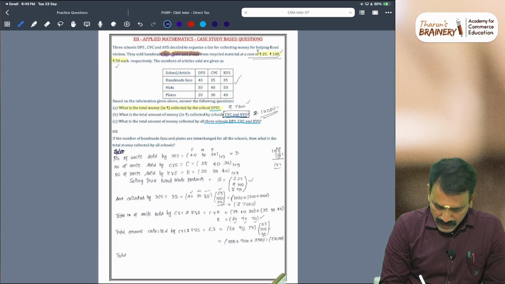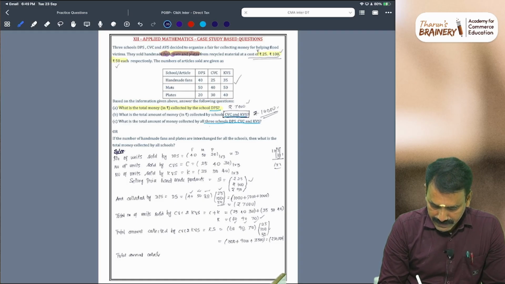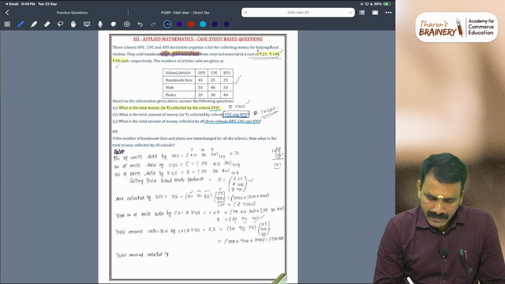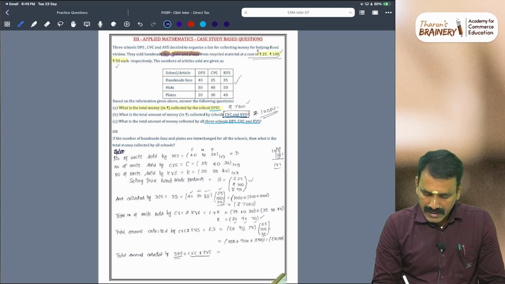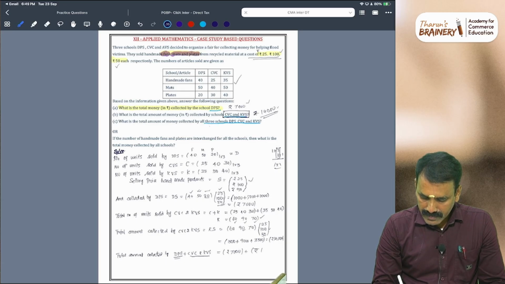Now we write the third question. Total amount collected by DPS plus CVC and KVS. CVC and KVS we already calculated. DPS also we have already calculated. They are in the matrix format. One is rupees 7,000. The other one is going to be rupees 14,000. This is a 1 by 1 matrix.